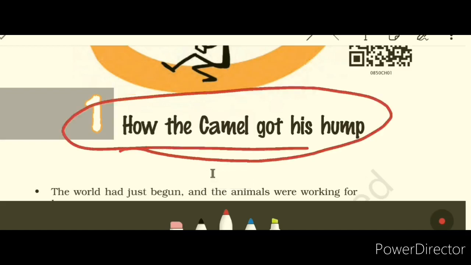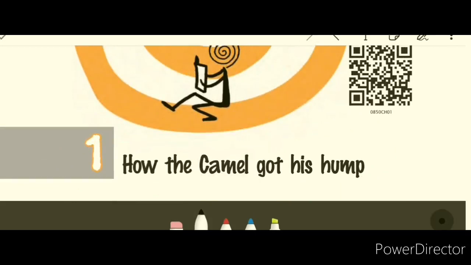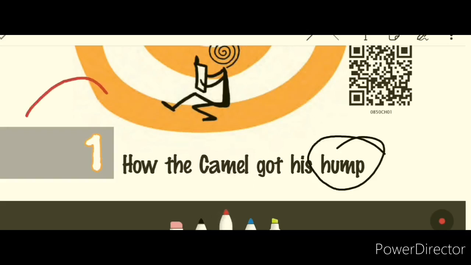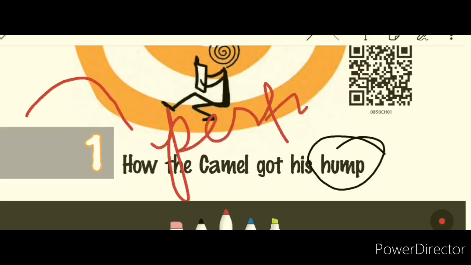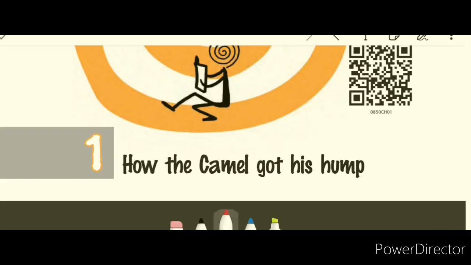Okay. So class, camel refers to the name of an animal. You all are well aware of that, I'm sure. And then hump. What is hump, class? Hump is the raised protuberance on the back of an animal. You must have all seen some kind of raised protuberance on the back of an animal, right? It's predominantly seen in animals like camel and ox, to add a few. So this story will tell us about how this animal by the name camel got his hump.